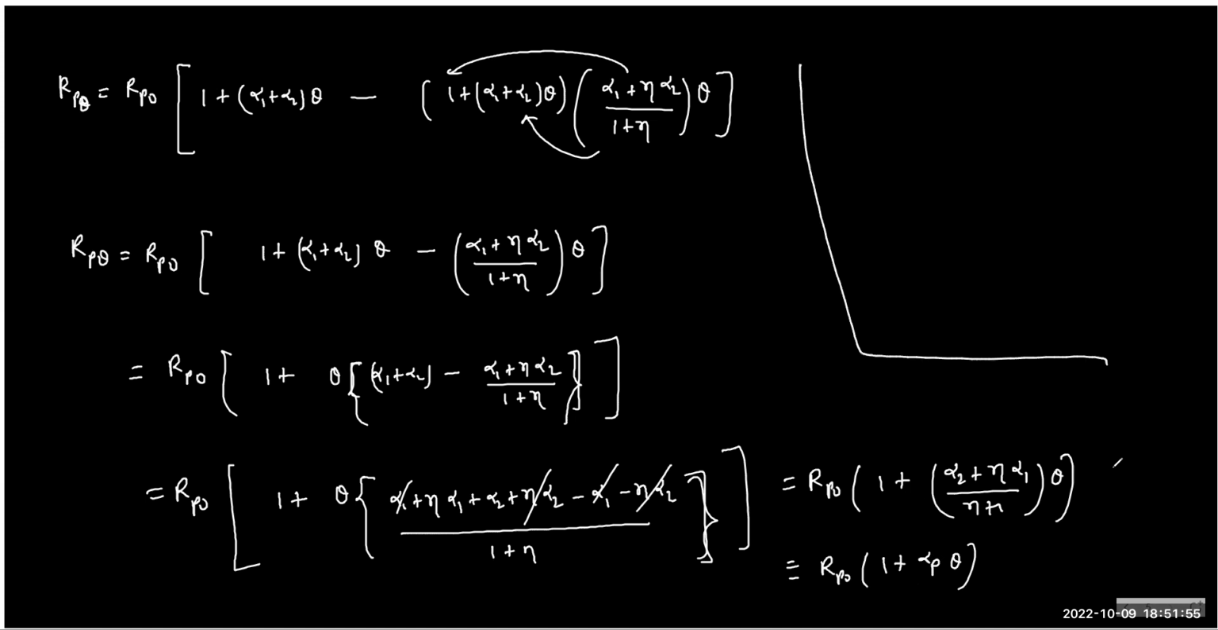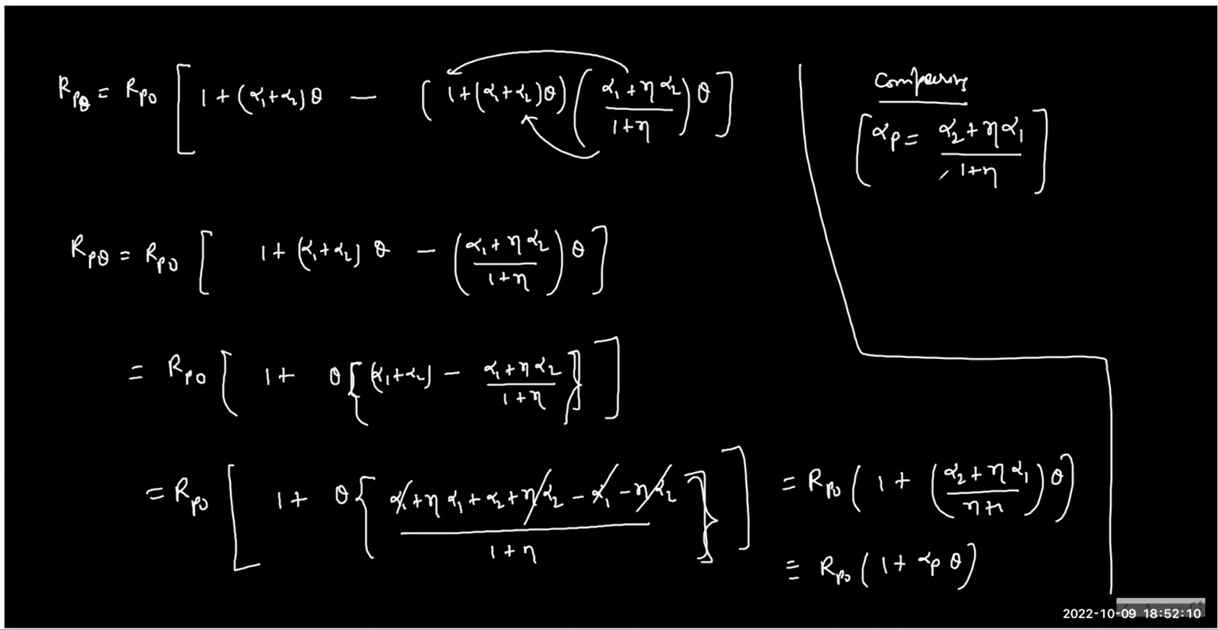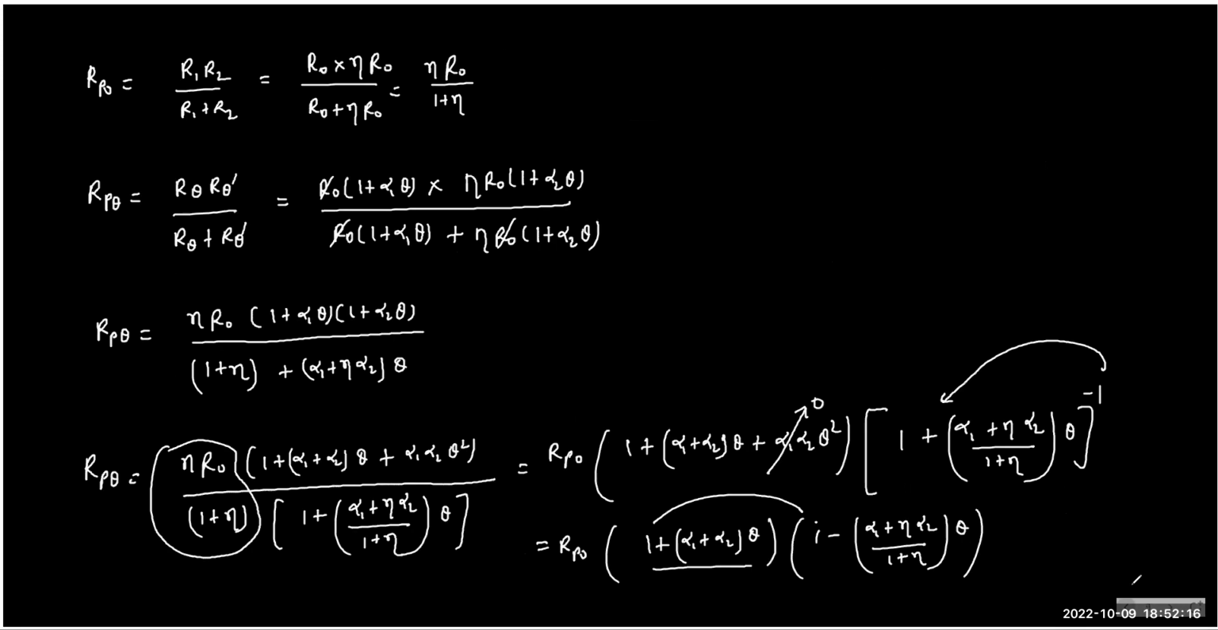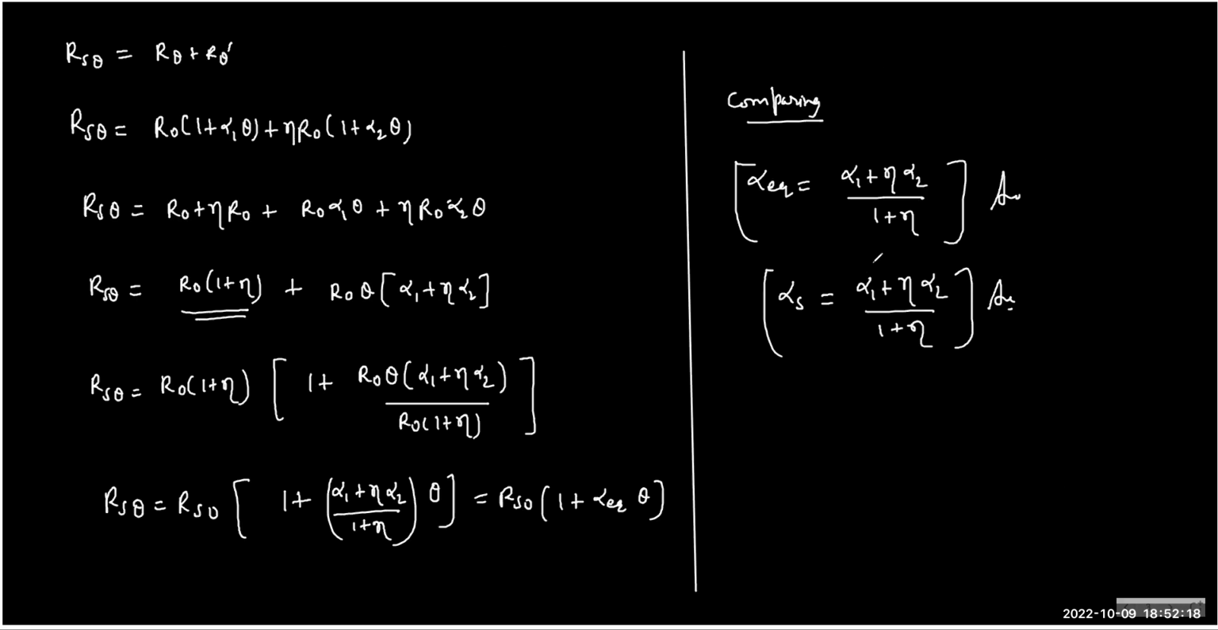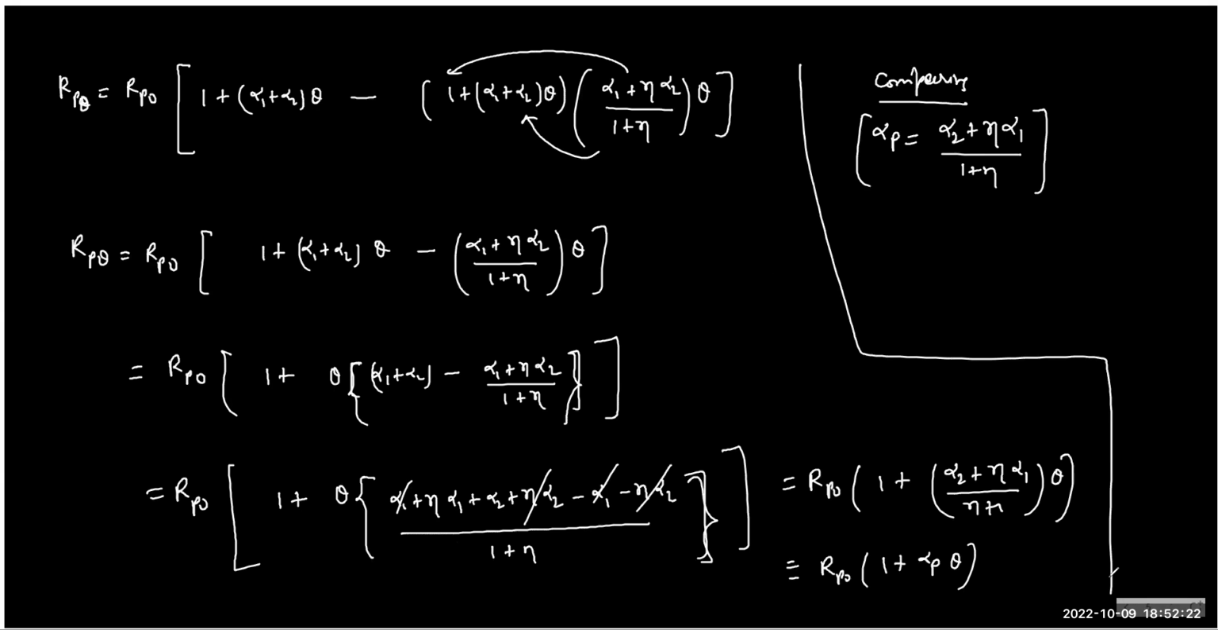So, comparing, it looks almost similar, but it is not similar. You can check. The coefficient has interchanged. Earlier it was alpha 1 plus eta alpha 2. Now it is alpha 2 plus eta alpha. You can check. So it was 1 plus eta. Now it is reversed. It is 2 plus eta alpha.